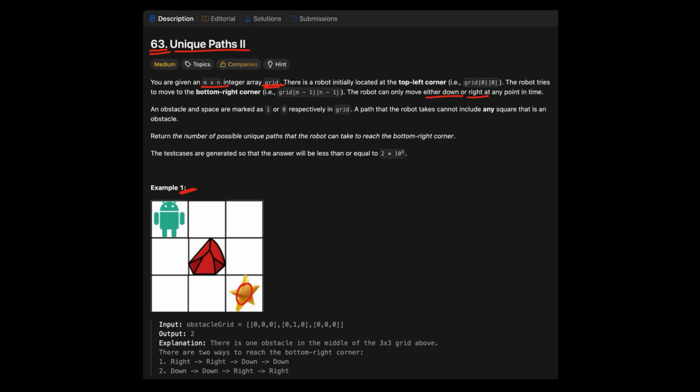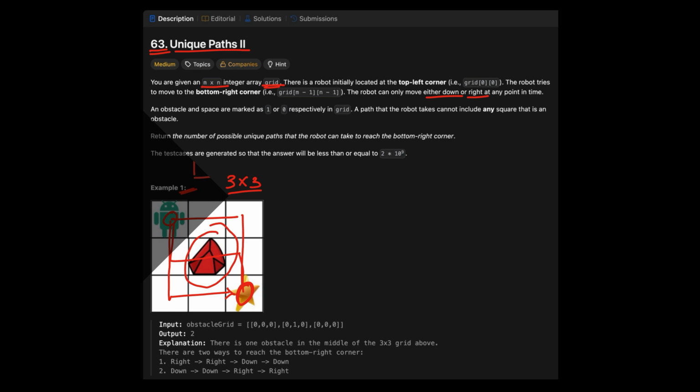Let's look at example number 1, where we have a 3 by 3 grid. In this example, there are a total of two unique paths to reach from the starting point to the ending point with those two directions given to us. One is to move towards the right and then downwards, and the other is to move downwards first and then towards the right. Both of these paths do not include any obstacle cells. The problem statement is very easy to understand, and so is the implementation if we consider the brute force approach. Let's switch to the whiteboard and discuss potential solutions.